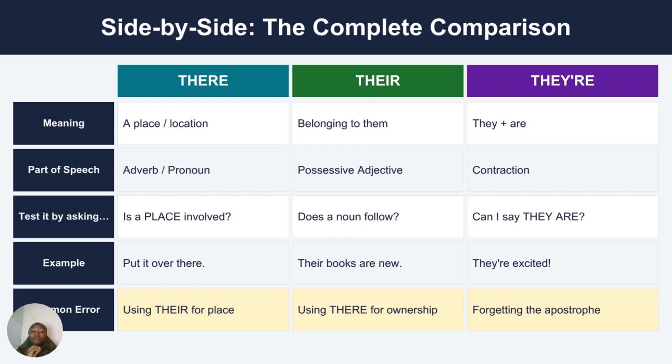Now, when you're faced with deciding between which one to use, you can ask yourself, which one does it follow a noun? If your answer is yes, then this is your go to. Now, this is they are, which is a contraction. You ask yourself, can I say they are? For example, they are excited. Yes, if it makes sense using they are, then that is your go to. But don't forget to use your apostrophe, which helps to signify that this is a contraction of they are.